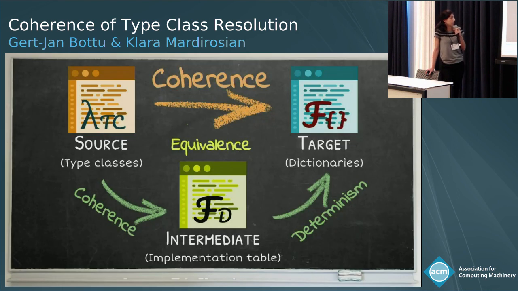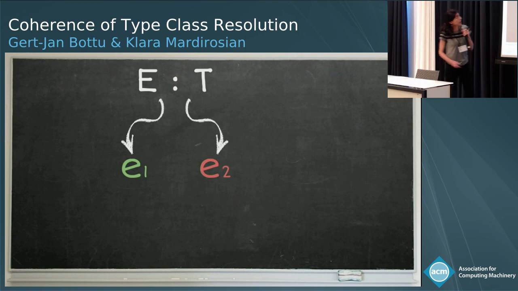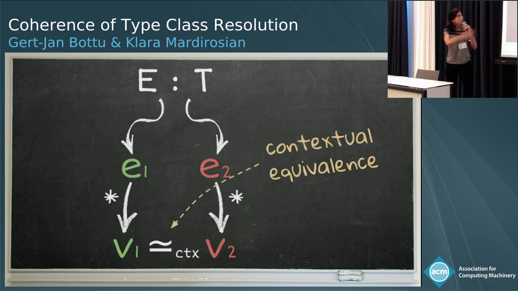Well, we might as well start from proving coherence from source to intermediate, right? Okay, let's do that. So then, suppose we have a source expression E of some type T, which can get translated into 2 possibly different intermediate expressions. Then we will have to show that those 2 evaluate into contextually equivalent values, right? Well, actually, it might be quite tricky to do this.